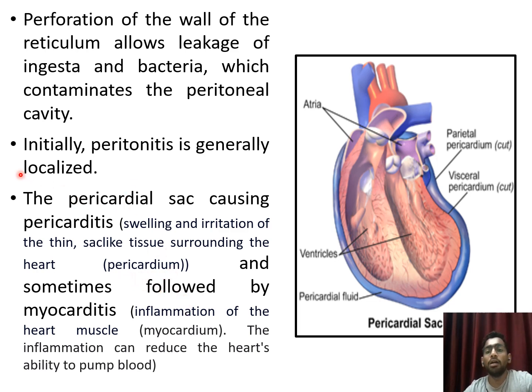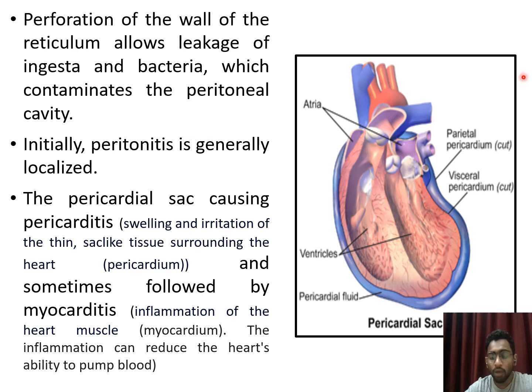So in the before slides we had seen the location of the heart and the reticulum, so we know that they are in close vicinity. If this is the heart, the reticulum is present near to the heart, separated by the pericardium. This sac-like tissue, called the pericardium, contains two layers, outer and inner.